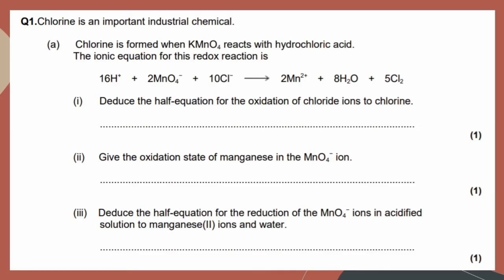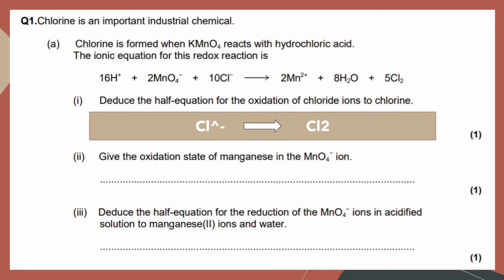Question number 1. Chlorine is an important industrial chemical. A. Chlorine is formed when KMnO4 reacts with hydrochloric acid. The ionic equation for this redox reaction is 16H+ + 2MnO4- + 10Cl- → 2Mn2+ + 8H2O + 5Cl2.